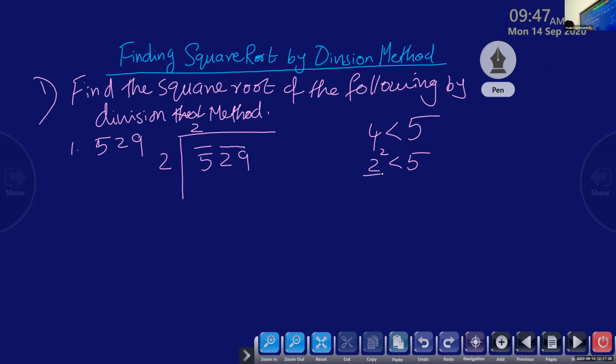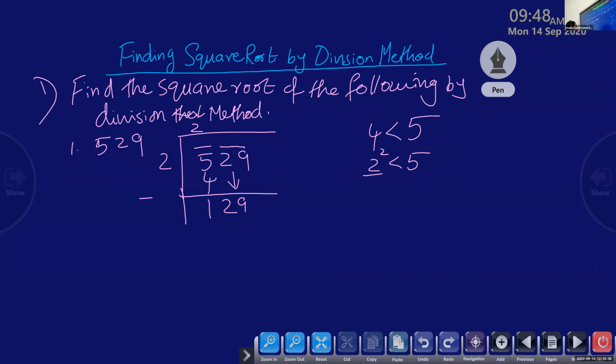Now multiply. 2 2s are 4. Subtract, and we get 1. Then take down the 29, not just one digit but the whole number under the next bar. It is 29. We are taking it downwards.